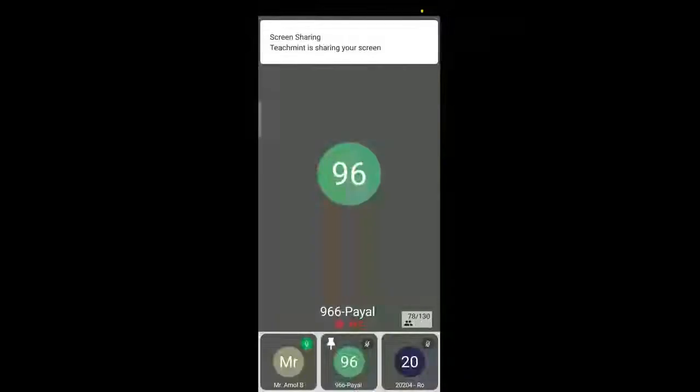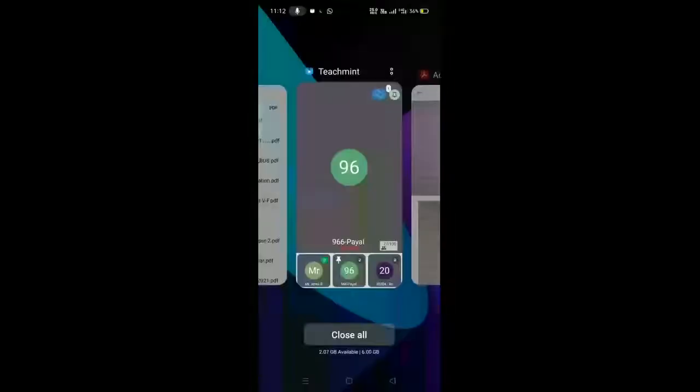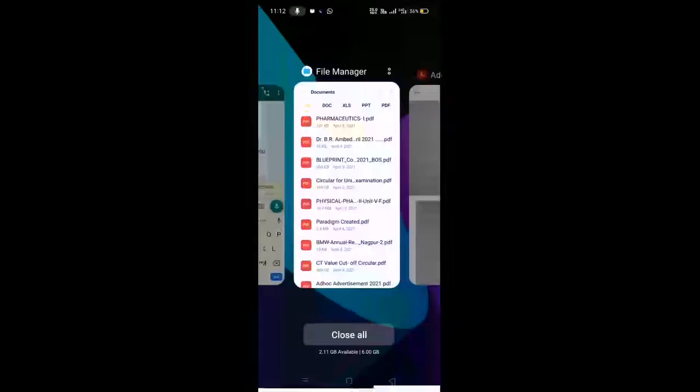Yes, not visible. Wait a minute. Okay. Connection focus problem. So I think it will be visible now.